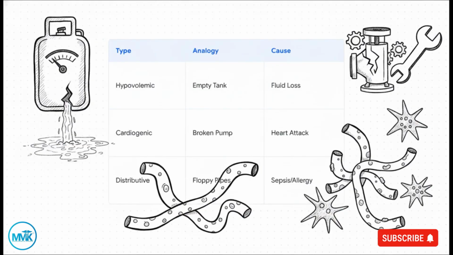Which brings us to our ultimate summary matrix. If you're a focus learner prepping for an exam right now, this is definitely your screenshot moment. Hypovolemic shock is the empty tank caused by blood or plasma loss. Cardiogenic shock is the broken pump, usually caused by a myocardial infarction. And distributive shock is the floppy, leaky pipes, most often caused by sepsis or anaphylaxis.